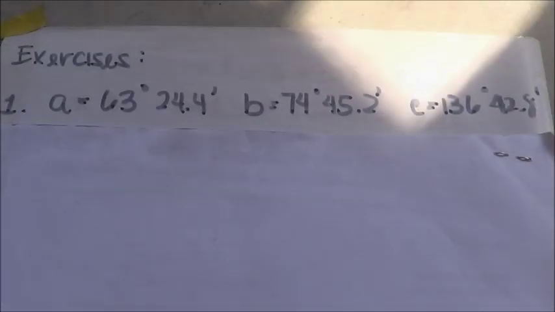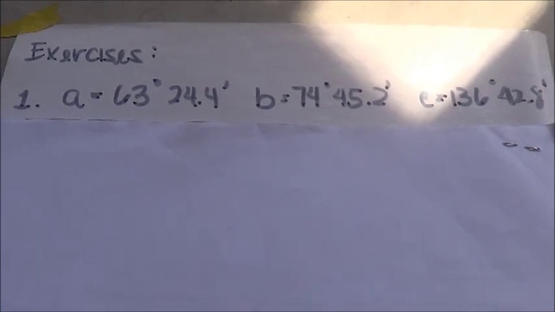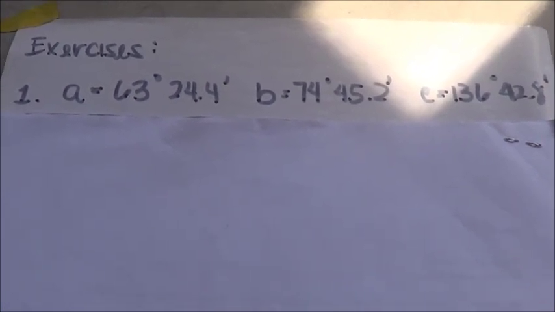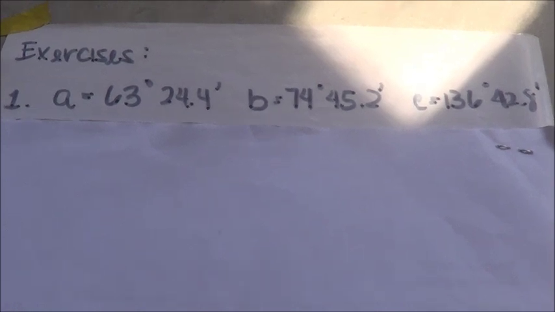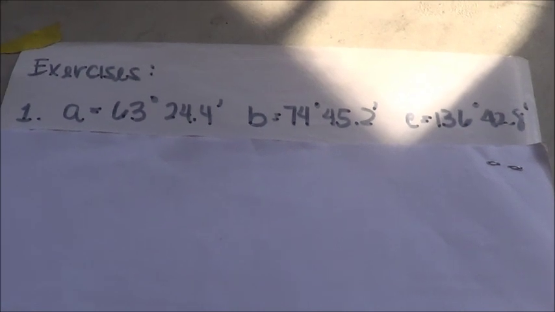For our first problem, the given are these. Side a measures 63 degrees and 24.4 minutes. Side b measures 74 degrees and 45.2 minutes. And side c measures 136 degrees and 42.8 minutes. So this is case 1 because 3 sides are given.